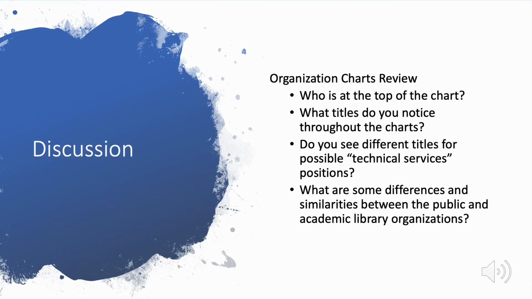Our discussion topic this week will have you look at two organizational charts, one from a public library and one from an academic library. You will be comparing what you see in each one as far as its structure and titles to try and get a better understanding of the possibilities within libraries. One thing to keep in mind as you review these charts is that sometimes different terms are used for the same basic roles. So one library might say library technician, but another might say library assistant, for example.